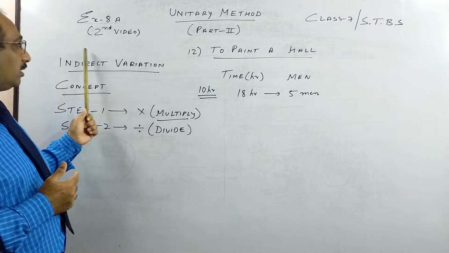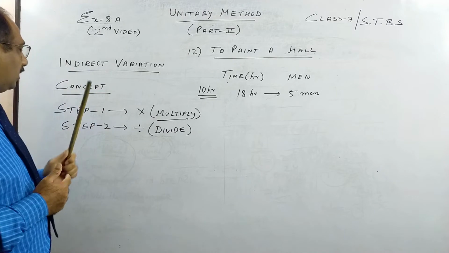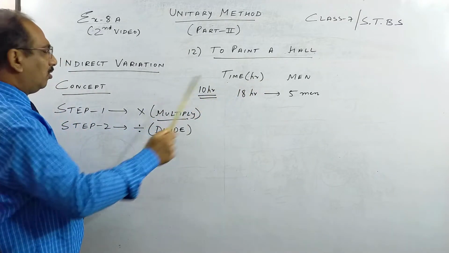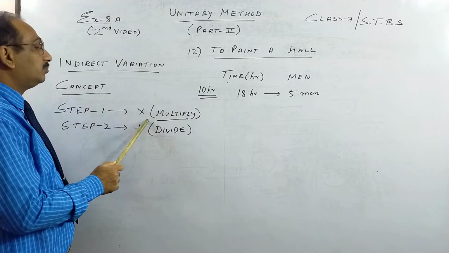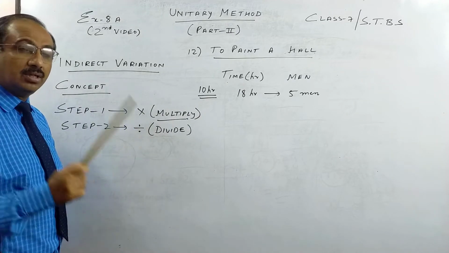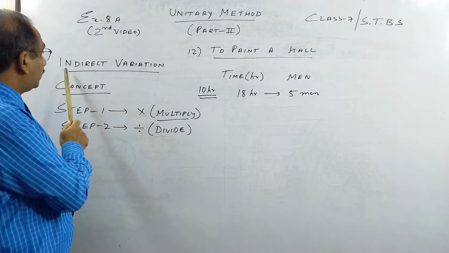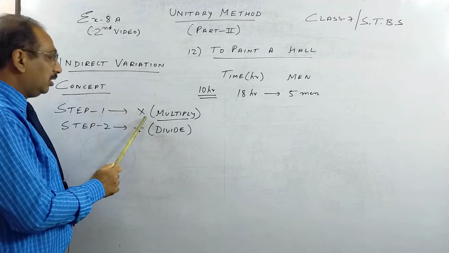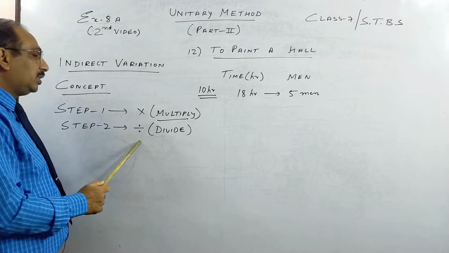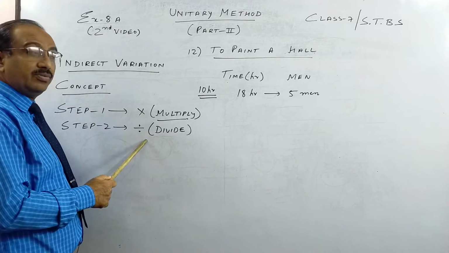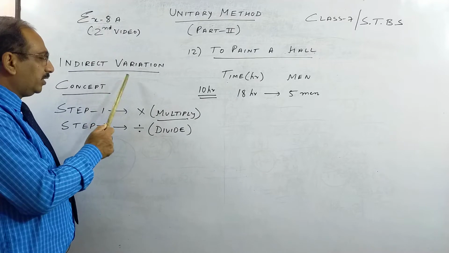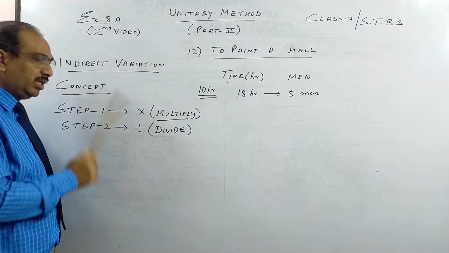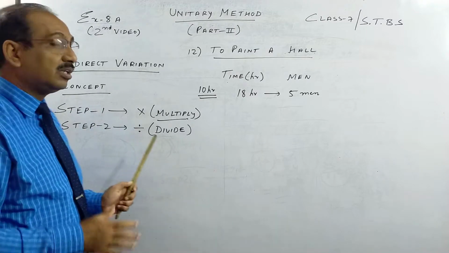Remember, direct variation we have done. Indirect variation, what we have, you will see here, like time, man, day and all. Here the first step is multiplication. In my previous video, direct variation or direct proportion, we had division first and in the second step multiplication. Here we have multiplication first and then division. Just opposite. And the main thing, children, you have to understand the logic.